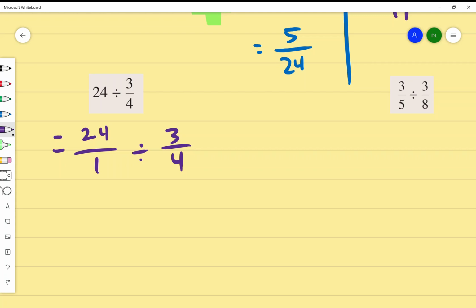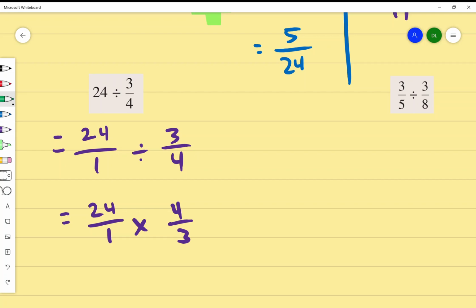Alright, so do I just simplify now? What do I have to do, Georgina? We have to find the reciprocal, don't we? That's what you're going to say, right? So, I'm going to say 24/1. I'm going to find the reciprocal of 3/4, which is 4/3. And I make that a times. Can I simplify it now? Yeah? What do I do?